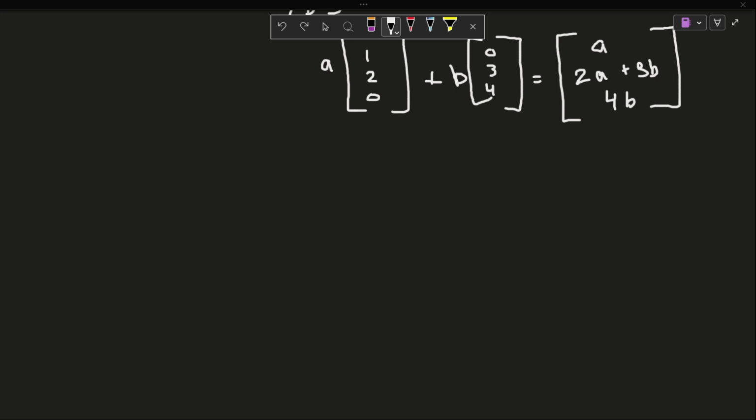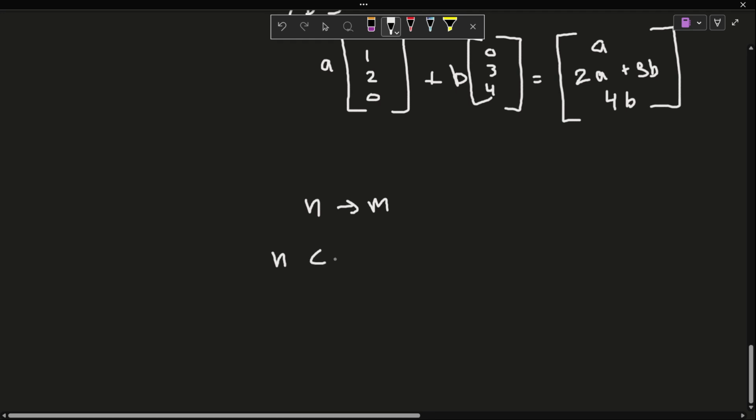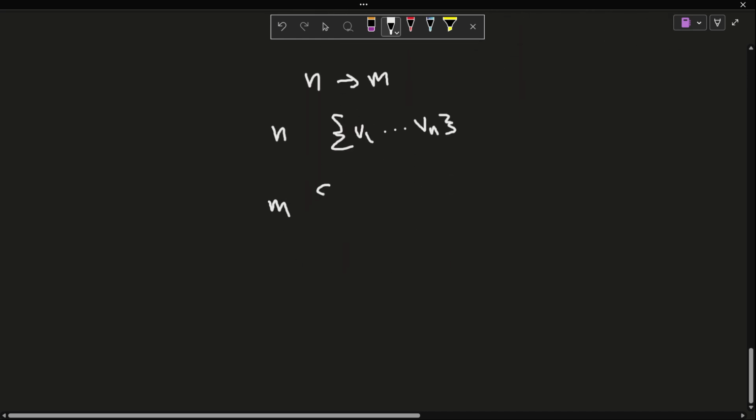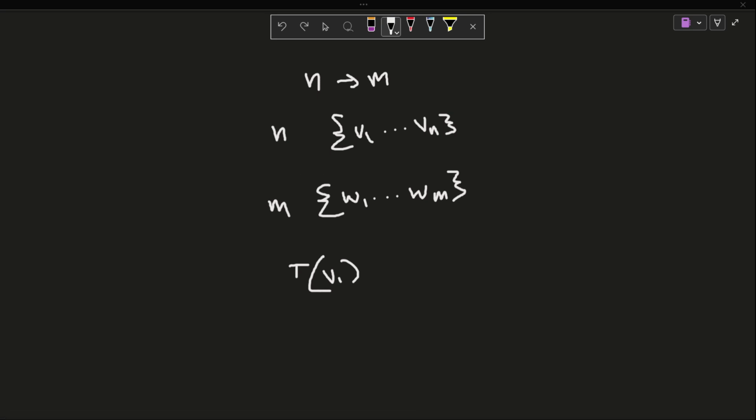So the way that we can do that is that we can define our transformation of our basis in the n-dimensional space. If we're mapping n dimension to m dimension, then we can define that in the n dimension we have v1 through vn, and in the m dimension, whatever that vector space is, we have w1 through wm. And if we have that, then if we do a linear transformation on this basis, we're going to get some combination of the bases from the other space.